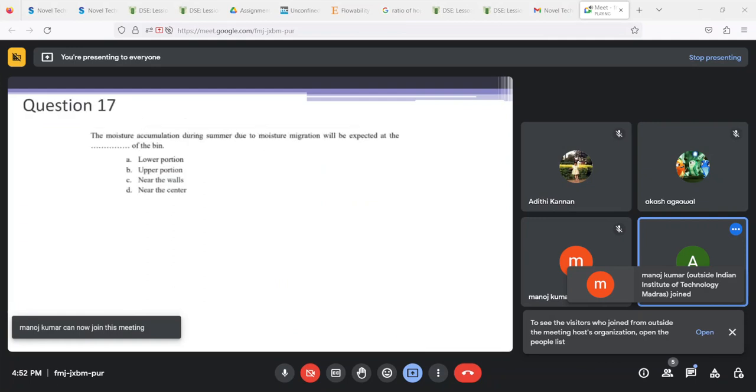If you guys have any doubts, kindly let me know. We can repeat the question again as well. The moisture accumulation during summer due to moisture migration will be expected at the dash of the bin. A lower portion, B upper portion, C near the walls, D near the center. So in summer season, where do you expect to see most of the moisture in a silo bin?